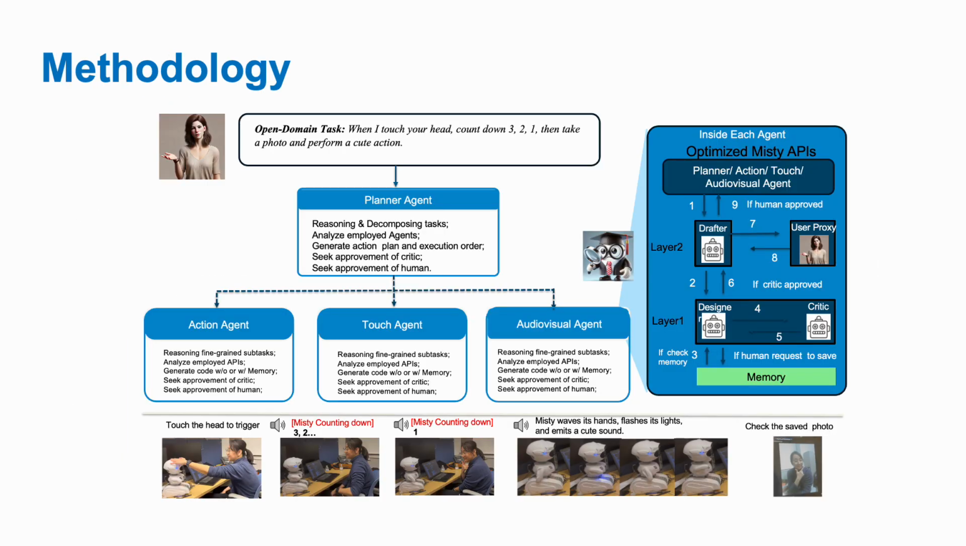AutoMisty adopts a multi-agent collaboration architecture. When the system receives a user task, the plan agent first parses the request and adds any missing details, then breaks it into subtasks based on the capabilities of the action, touch, and audiovisual agents, and finally assigns these subtasks to the appropriate agents in the designated order.